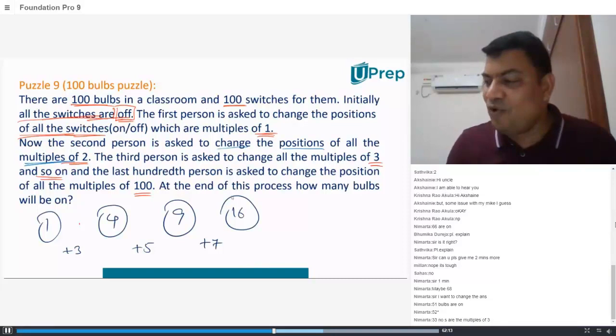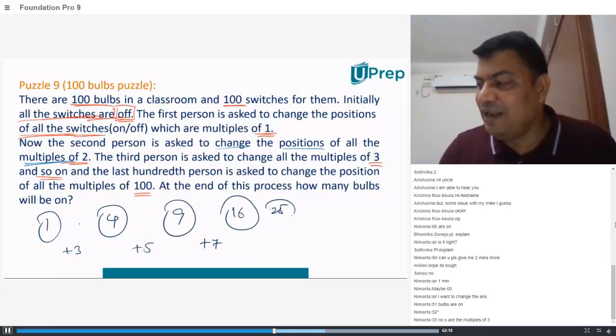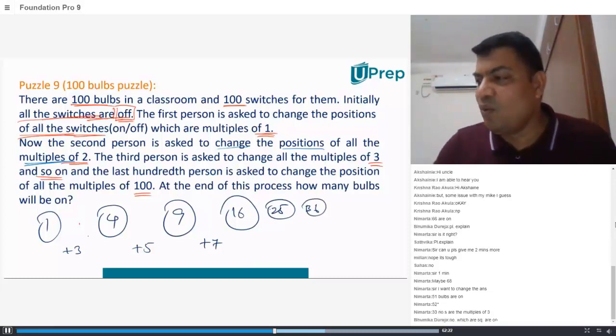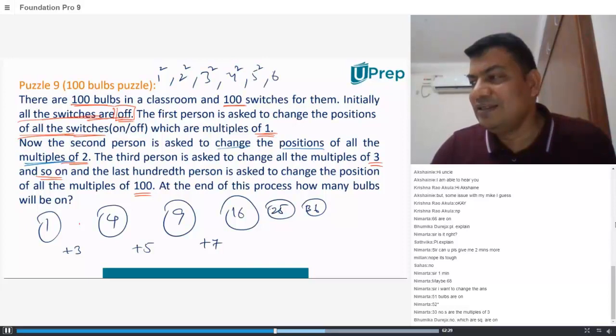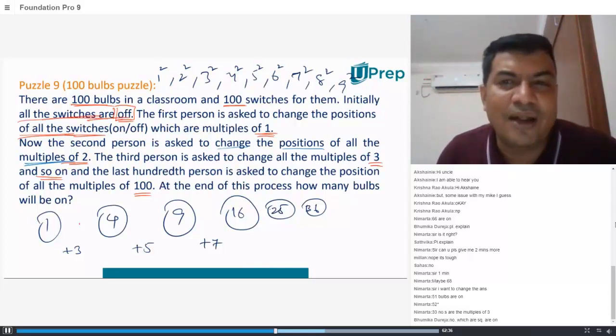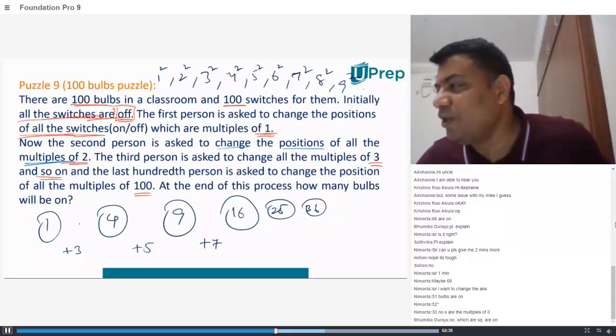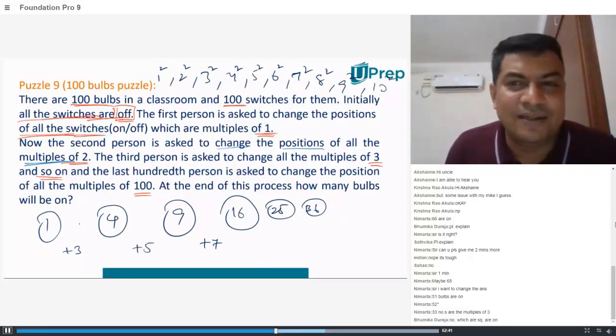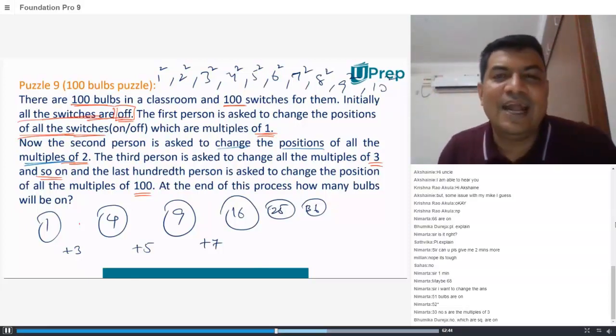So after 1, 4, 9, 16, the next number will be 25. After that, it will be 36, that is 6 squared, then 49. Basically, the squares: 1 squared, 2 squared, 3 squared, 4 squared, 5 squared, 6 squared, 7 squared, 8 squared, and 9 squared. These are the bulbs that will be on. And even 10 squared will be on. 10 squared is 100. So 10 of the bulbs will remain on, and the rest of the bulbs will be off.